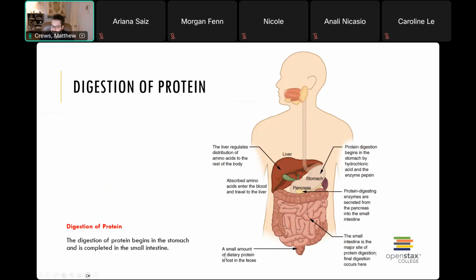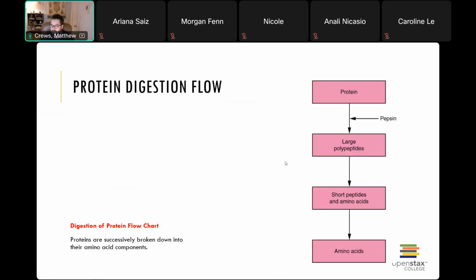And then we're going to lose a little bit of protein in the feces. So protein's the hardest one to digest, so it's not going to be 100% accurate. Starch is really easy to digest. All right, so protein, we get pepsin, we have large polypeptides, and then those get broken down into short peptides and amino acids. And the amino acids are what are absorbed. So we're not bringing in whole peptides, we're going to break them down into amino acids, and then those get absorbed into the body.